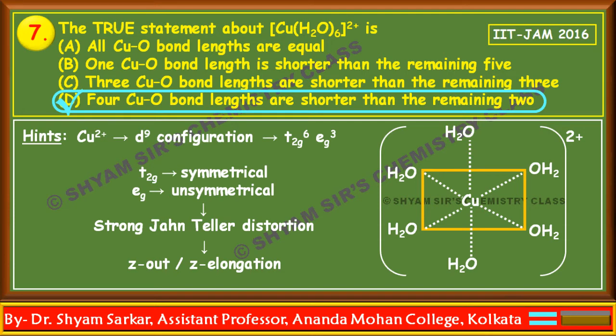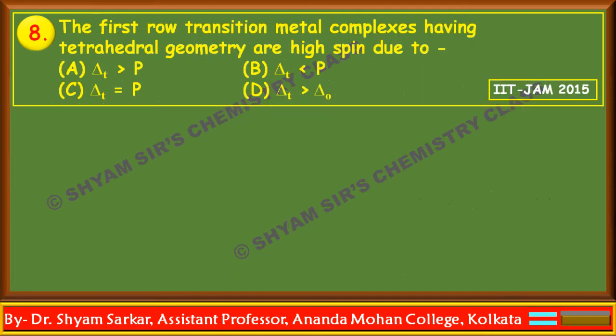So next question, see, the first row transition metal complexes having tetrahedral geometry are high spin due to. 4 options are given. So this is in the case of a tetrahedral field, and I have shown the splitting in the tetrahedral field.